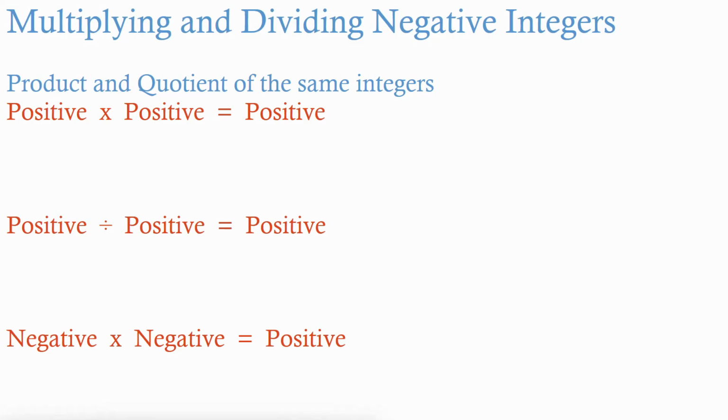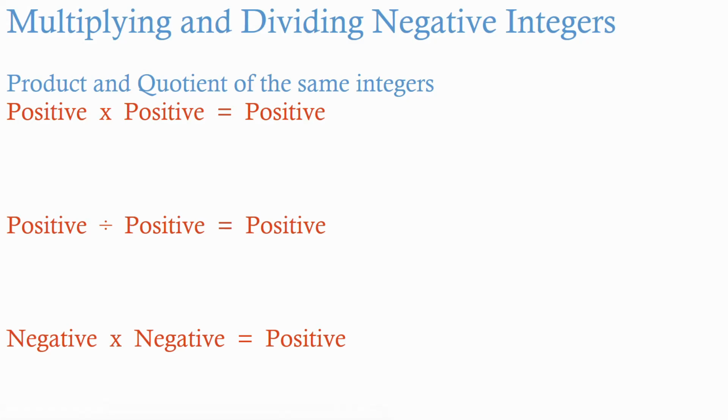In this video, we're covering multiplying and dividing negative integers. So the first thing I want to look at is when they have the same sign. The product and quotient of the same sign integers. Remember, product is multiplication, quotient is division. When you have a positive integer and you times it by a positive integer, you get a positive answer.